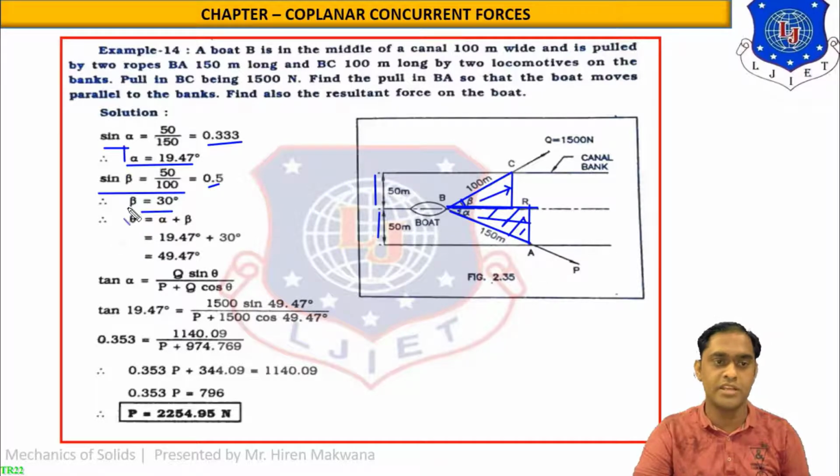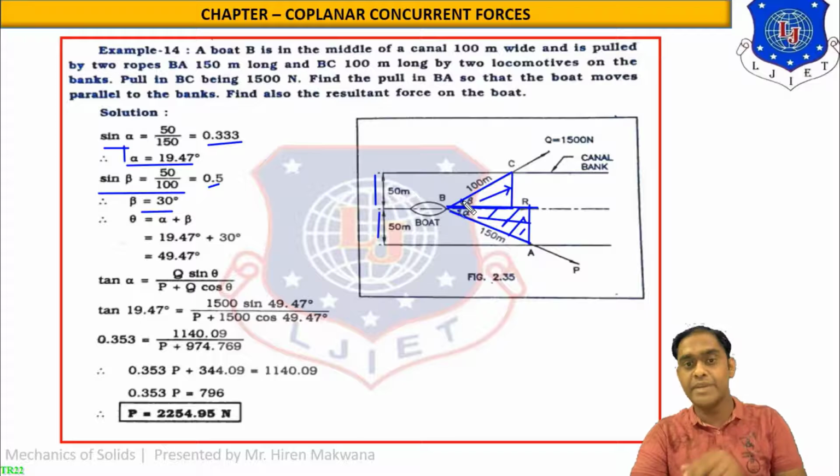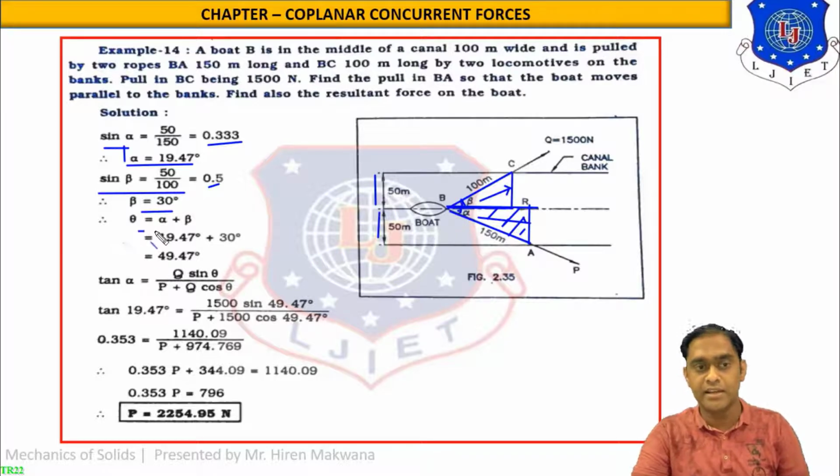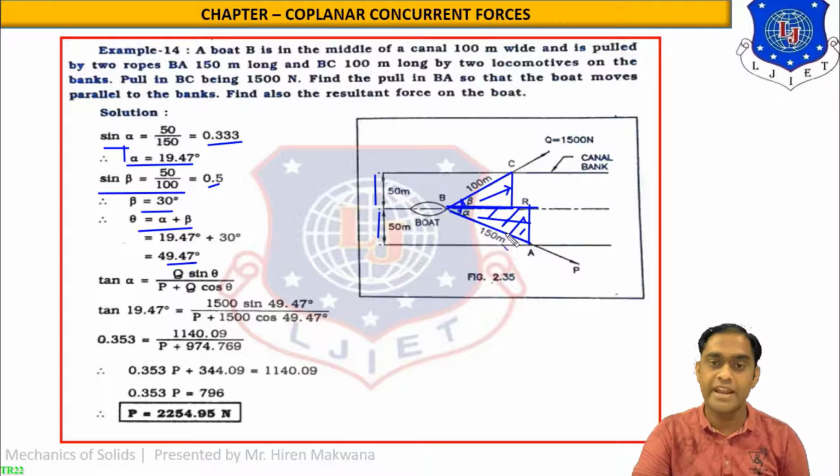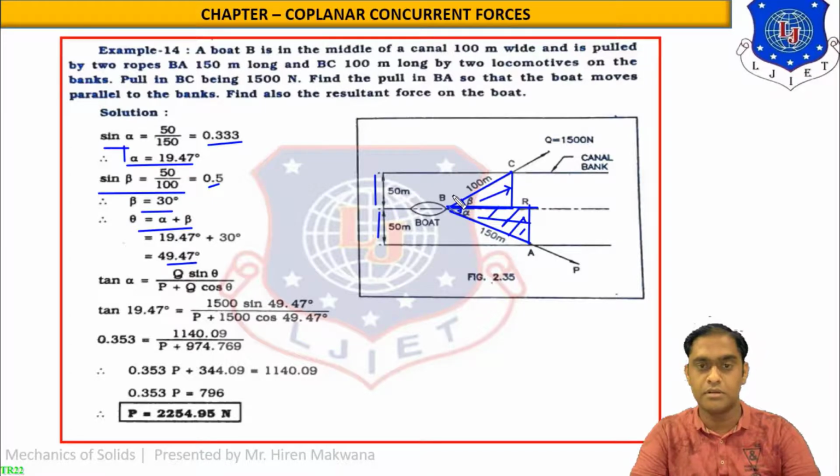So here it is alpha, here it is beta. If you add beta and alpha, you will get theta equal to alpha plus beta is equal to 49.47. Why are we adding this? To make the parallelogram. You can see from point B, you can see the different color.